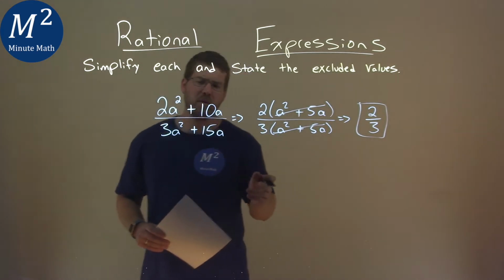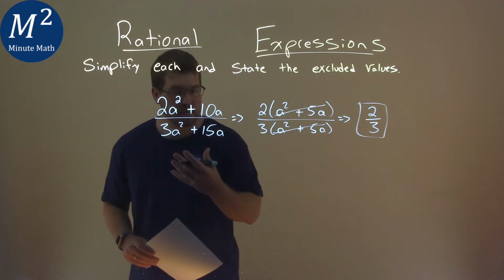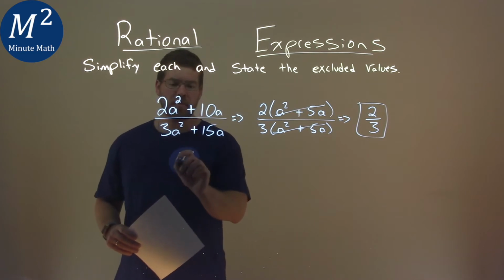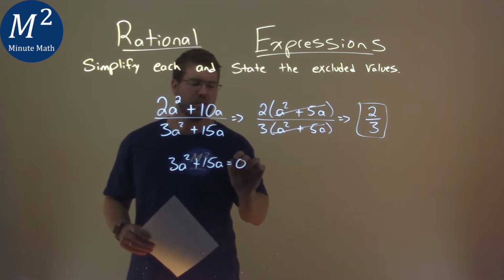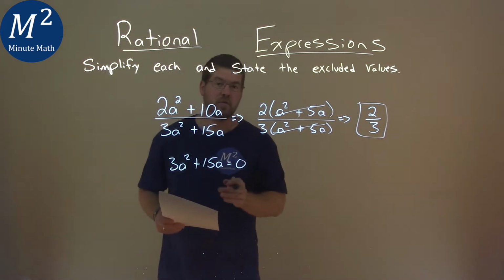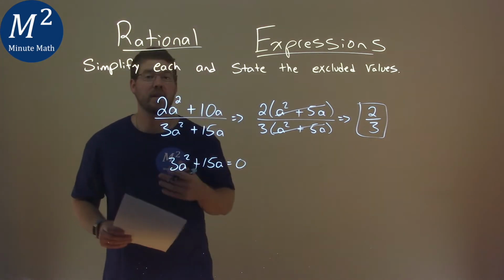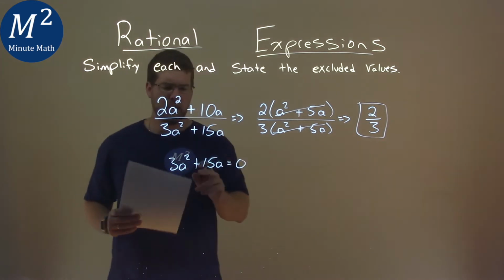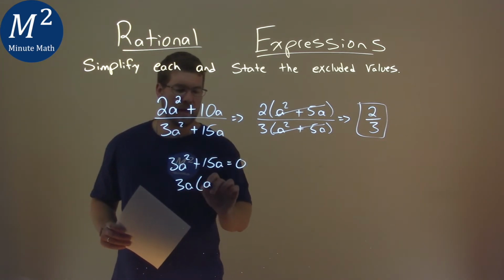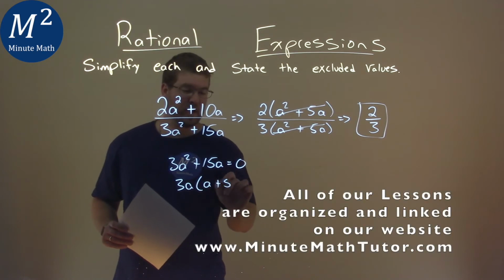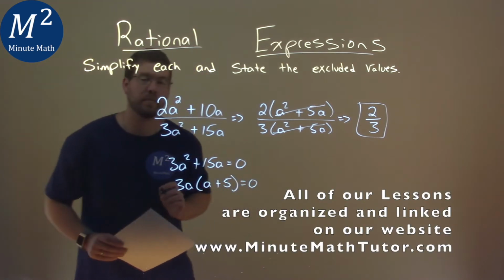And to do that, we have to go back to our original expression. And we're looking at our denominator, 3a squared plus 15a. And we're going to set it equal to 0. And we're going to solve for a. What values cause our denominator to equal 0? Well, if I pull out a 3a here, I'm left with 3a times a plus just 5, right? And that's equal to 0.